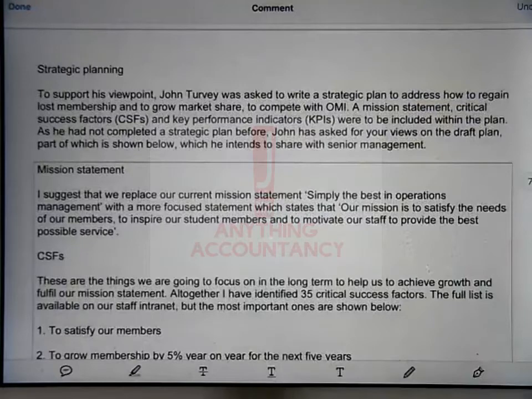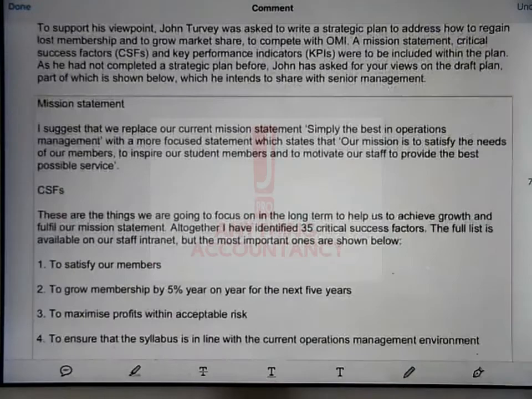Yeah, what do you need to be successful in? Correct? Okay. These are things we are going to focus on in the long term to help us achieve our growth and fulfill our mission statement. Altogether, I've identified 35 critical success factors. That sounds like too much. Yes or no? You should just circle the 35 and say, are you crazy?